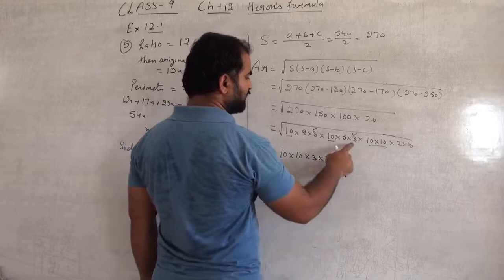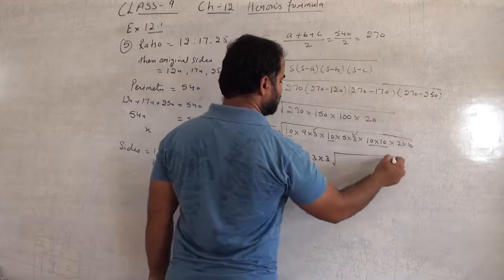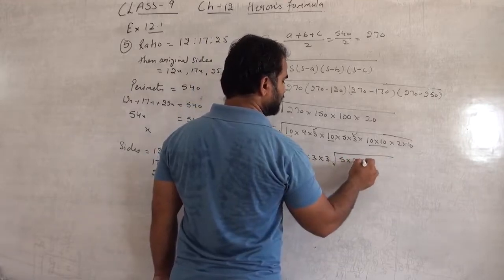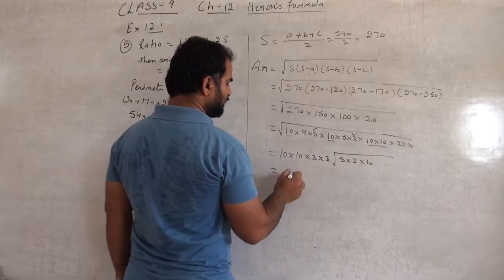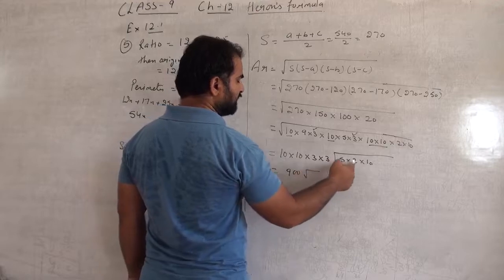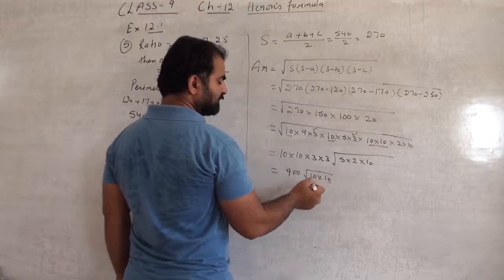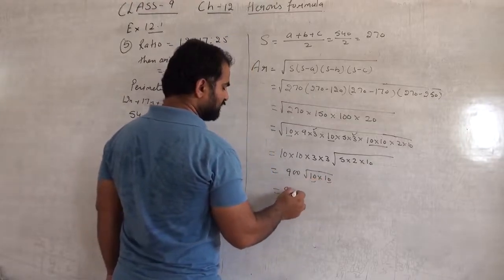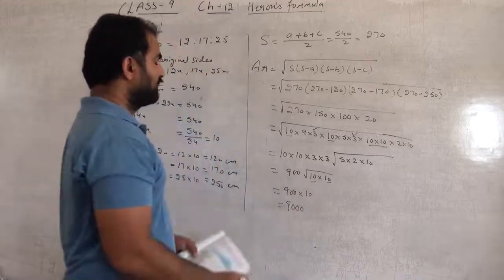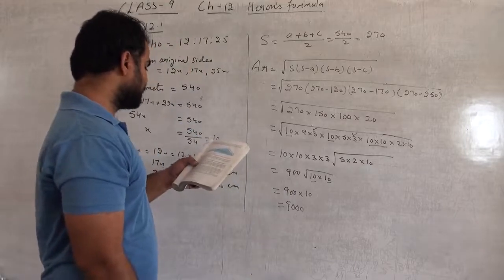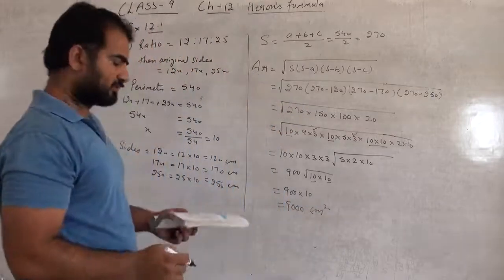Now the remaining are this 5, this 2 and this 10. So in the root there is 5 into 2 into 10. Or 10 into 10, 100, 100 into 9 it will be 900. Root 5 into 2 will be 10, so we can say it 10 into 10. It will also make a pair. So it will be 900 multiplied by 10 equals 9,000. It was centimeter square. Okay, 9,000 centimeter square. This will be the final answer.